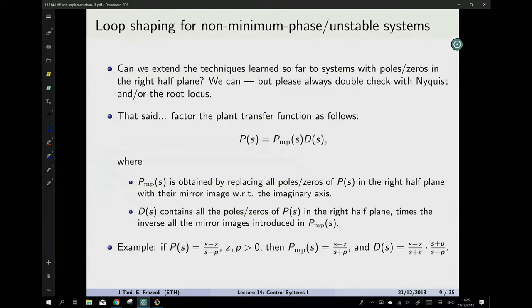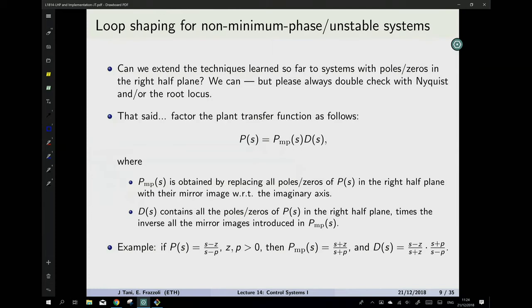So, but this said, the way we go about it to use this loop shaping approach is to basically isolate the ugly part of the plant from the one we know how to treat. Remember that it's always a good procedure to reduce a problem to a new problem, to an old one that you know how to solve, and then deal with the extra bit, right?